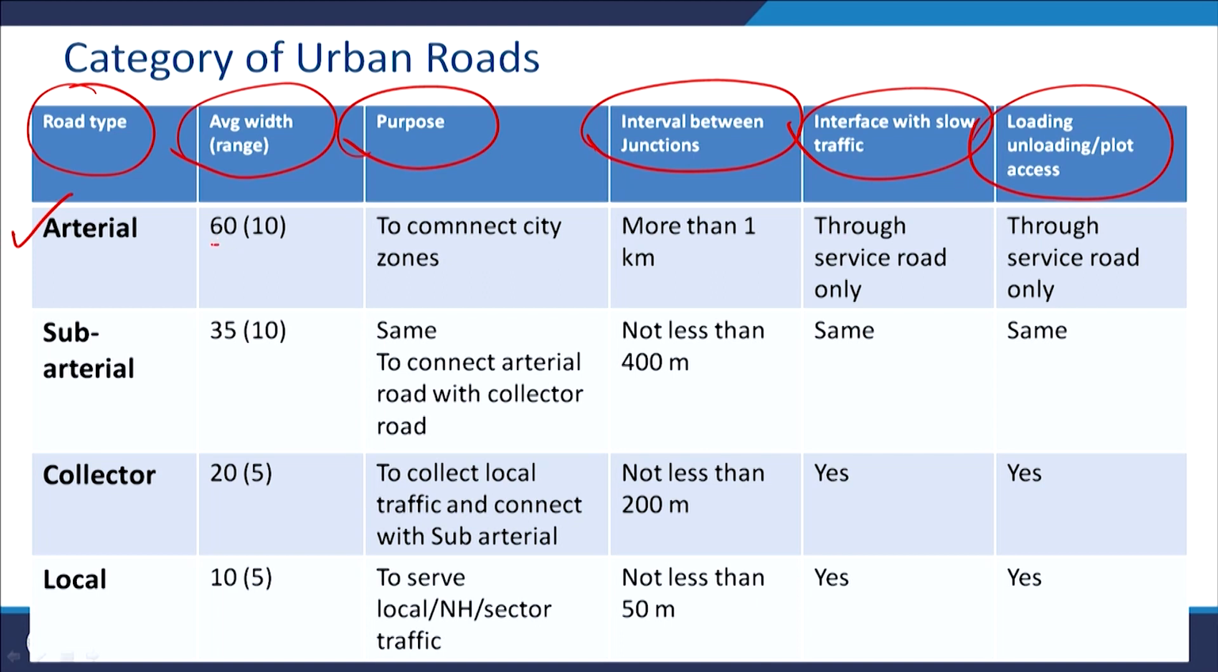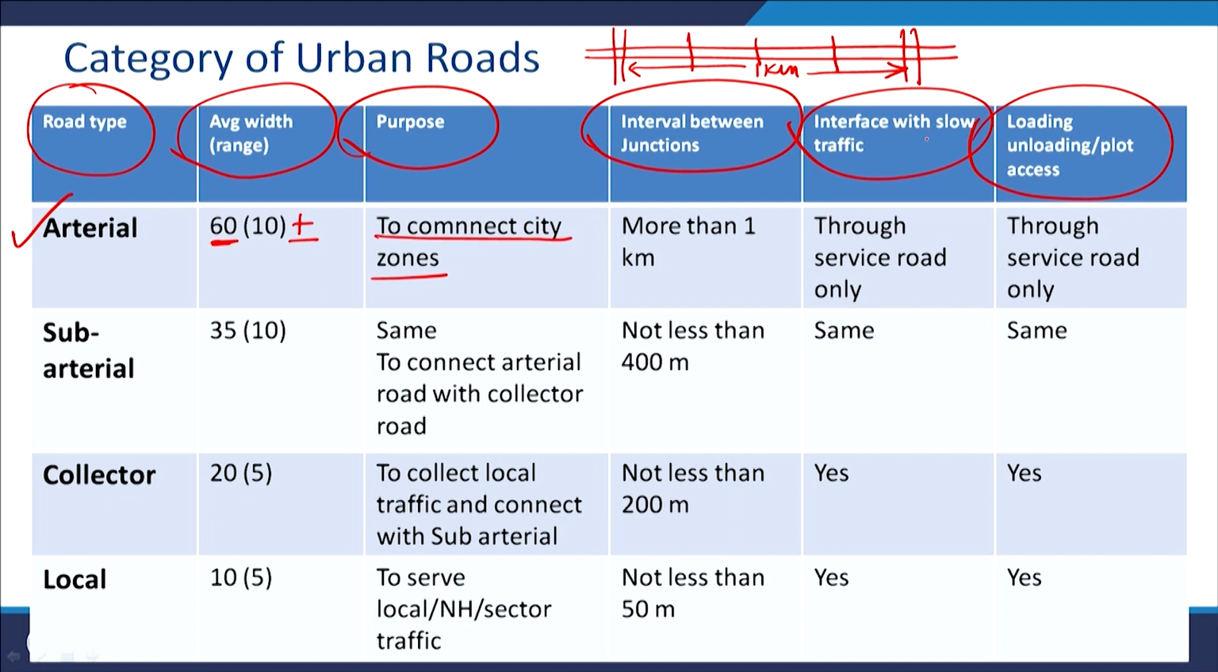The arterial road is 60 meters wide, it can be plus or minus another 10 meters. The main purpose is to connect the city zones that I have already discussed. The ideal interval between two junctions is 1 kilometer. That means, if this is a road and there are two junctions of another road, the minimum distance will be 1 kilometer. Why is it prescribed? Because in a major road, if you find too many junctions within a short distance, the road becomes very accident prone and risky. That is why it is the norm prescribed by the standards.